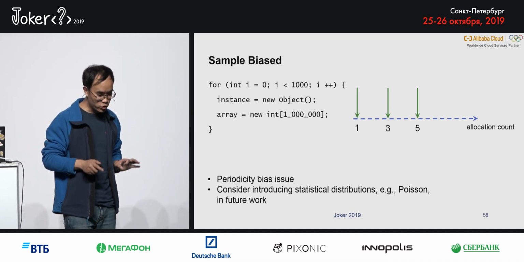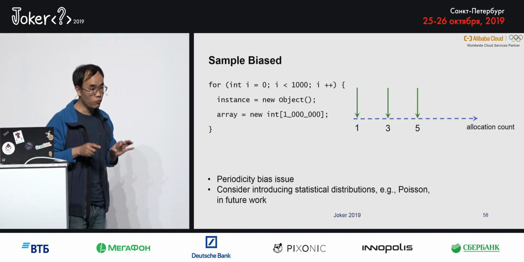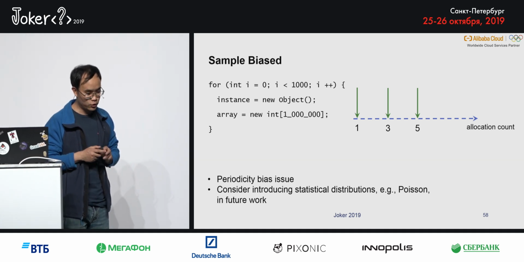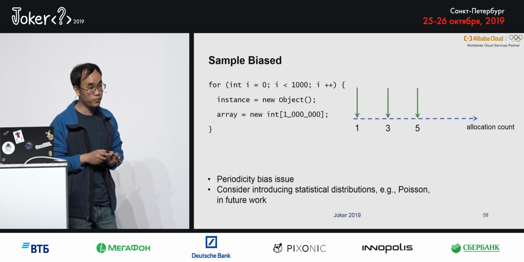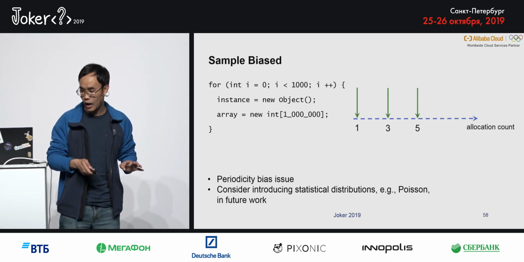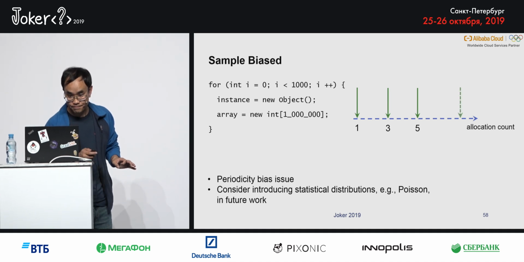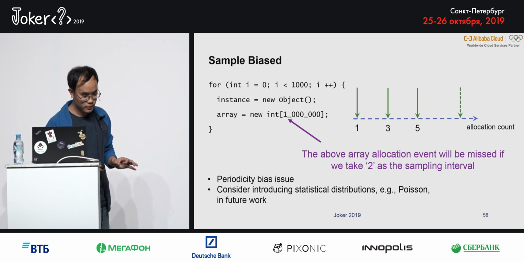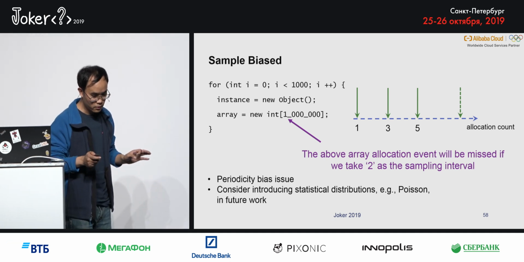So in our future work, we may consider introducing some statistical distribution, for example, Poisson distribution, to generate more random samples for our approach. Yeah, the array will be missed.